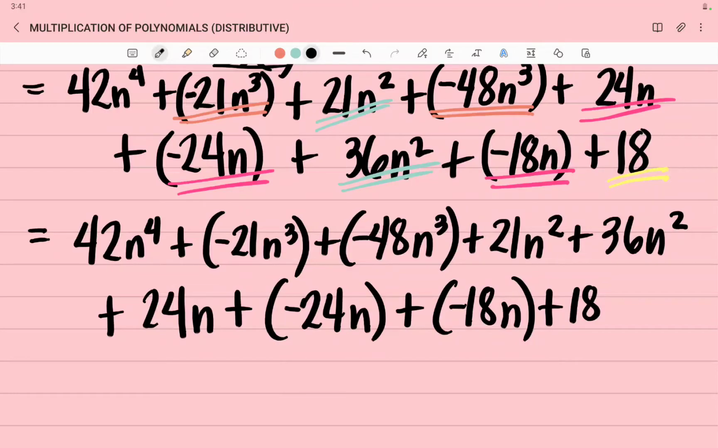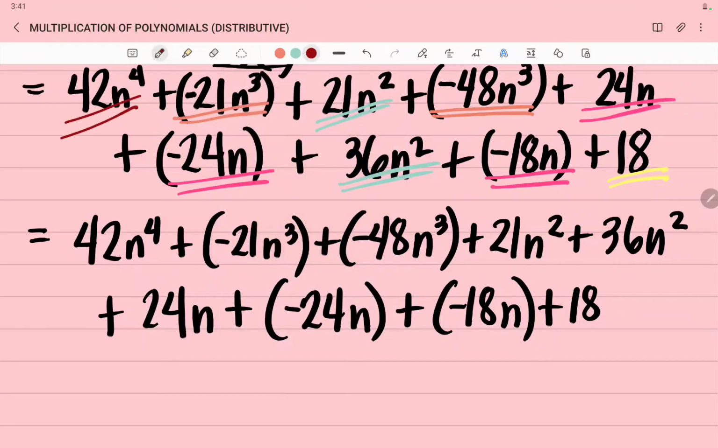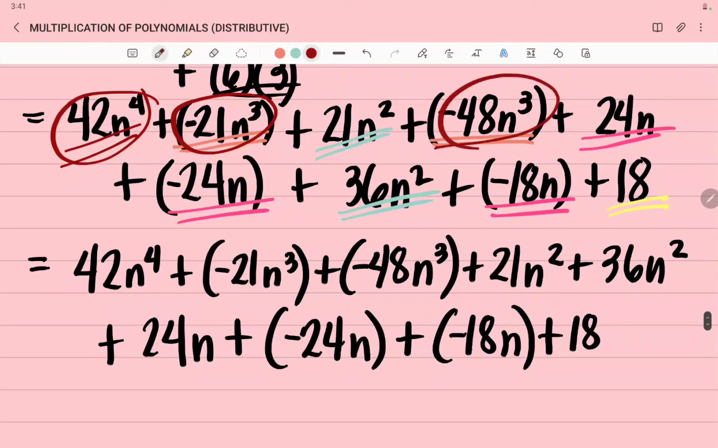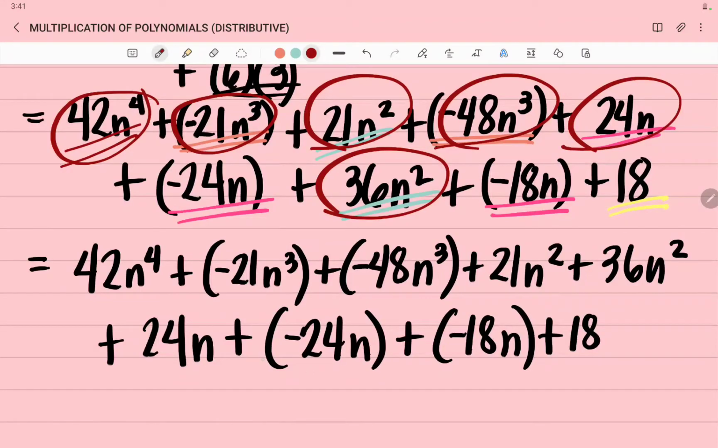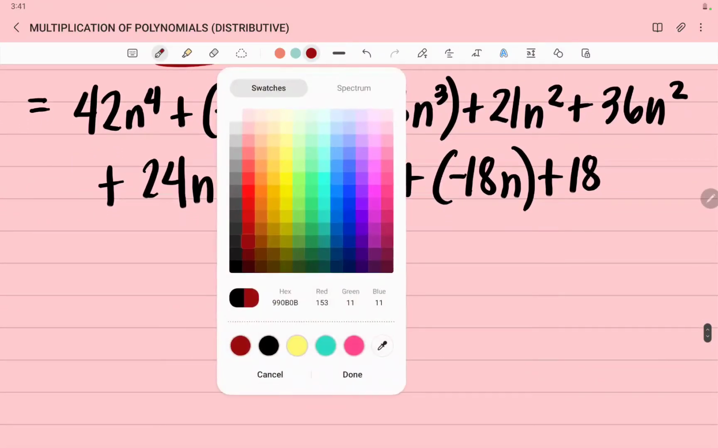Okay, so let's check if we write everything. Let's use another color, let's say red. Okay, so 4n squared, check. We have 4n squared, 21n raised to 3, negative 21n raised to 3, negative 48n raised to 3, plus 21n squared, plus 36n squared, plus 24n, plus negative 24n, plus negative 18n. And then our 18. Okay, now next step is combining like terms.